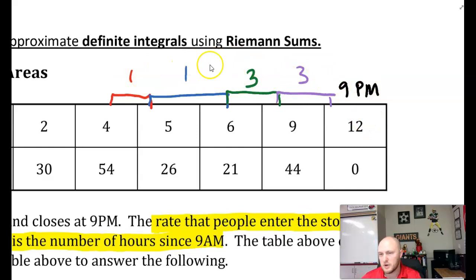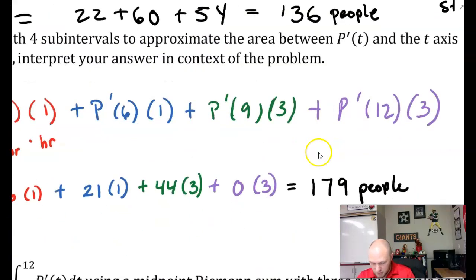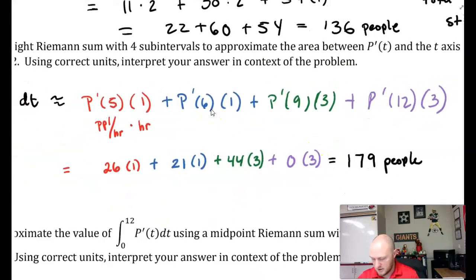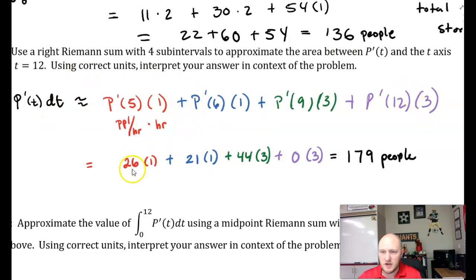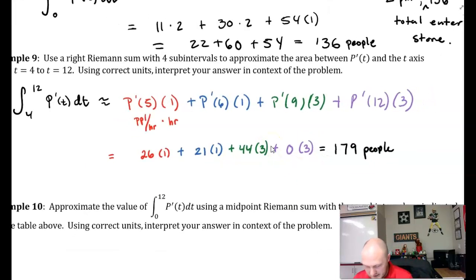The heights are determined by the right side, the right point. So we used p prime of 5, which was 26, p prime of 6, which was 21, p prime of 9, which is 44, and p prime of 12, which is 0. So you can see those calculations here. And we got 26 times 1 plus 21 times 1, that gives us 47, plus 44 times 3, 132, plus the 47 gave us 179, and our last one was 0 times 3, which gave us 0. So the answer is 179 people.